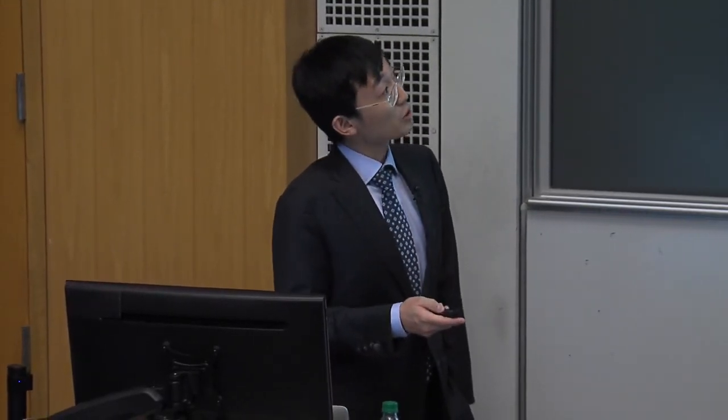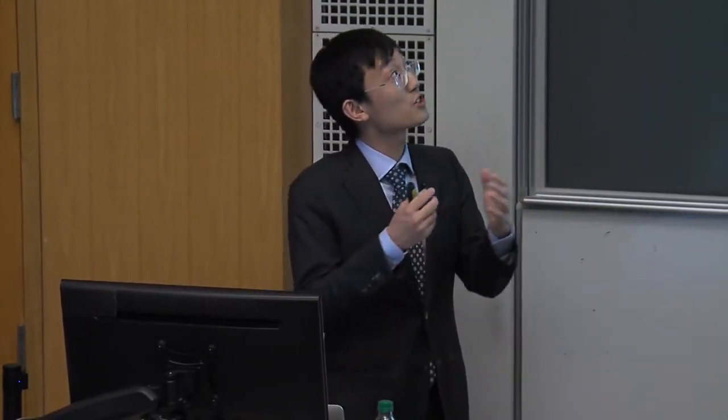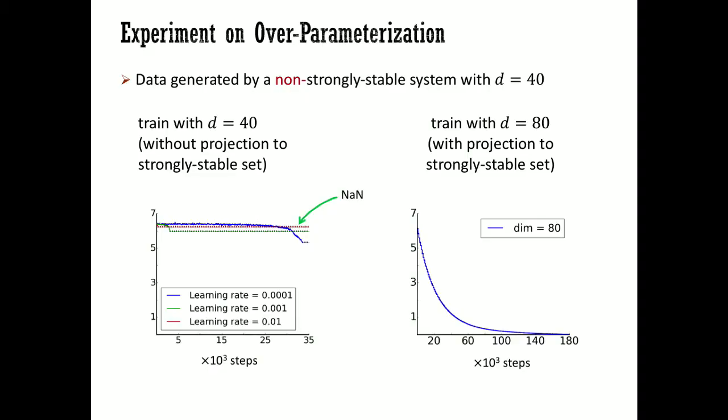This is test error. Next, suppose we train with dimension 40, and we don't do projection to the strongly stable set because the true system is not strongly stable. Then the error starts to drop at the beginning, and at some point it goes to infinity. It returns NaN. When you run stochastic descent without a projection, at some point it will just wander into some unstable system. As soon as you hit one unstable system, the error starts to blow up and the gradients explode, and very soon we get infinite error and gradients.